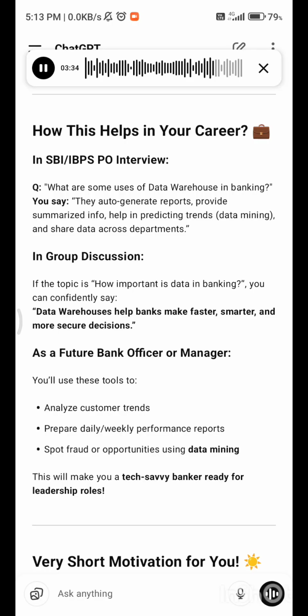In group discussion, if the topic is how important is data in banking, you can confidently say, data warehouses help banks make faster, smarter, and more secure decisions. As a future bank officer or manager, you'll use these tools to analyze customer trends, prepare daily and weekly performance reports, and spot fraud or opportunities using data mining. This will make you a tech-savvy banker ready for leadership roles.